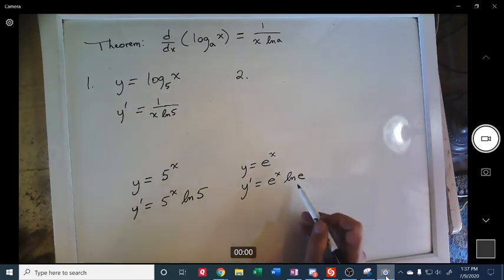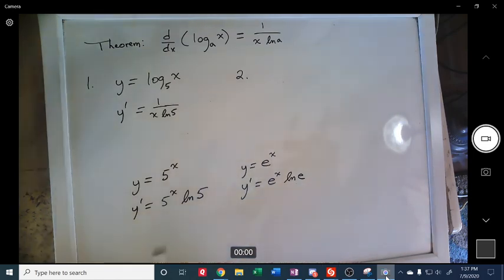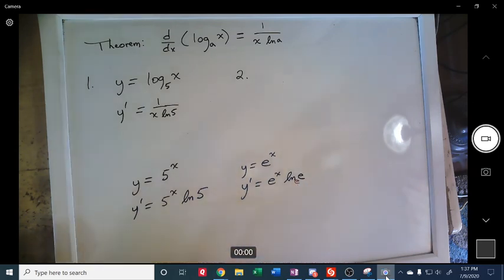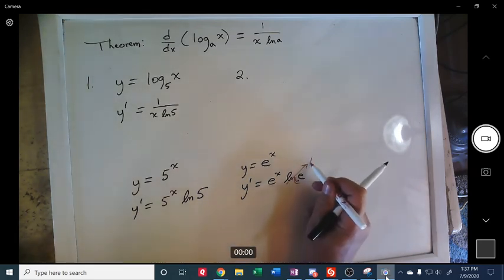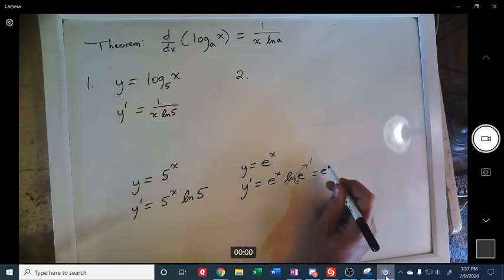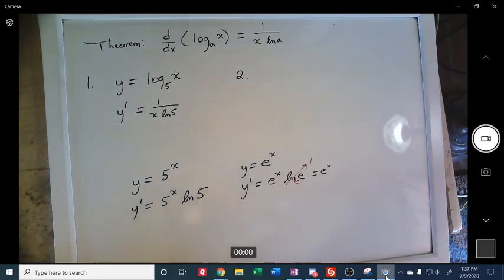It would be asking ln of e. The unwritten base is e, so it asks e to what power gives the result of e, and so this whole thing is 1. And then the end result is just e to the x. So if you impose the penalty factor when you didn't have to, it doesn't hurt. You'll still get the same answer.